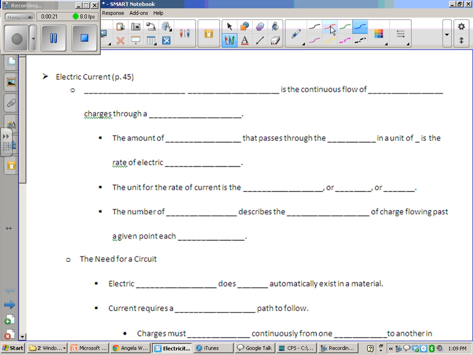Okay, before we had studied about the different types of energy. Electricity was one of those types of energy. It's this energy of electric charges. So we know that then electric current is the continuous flow of electric charges through a material.